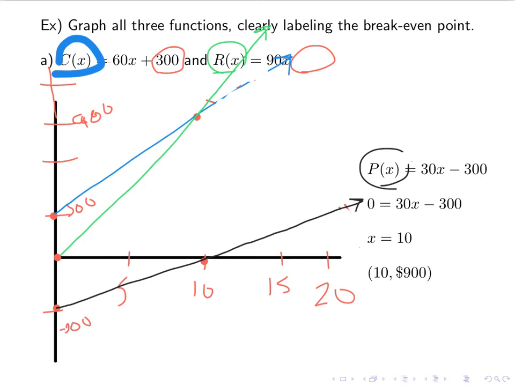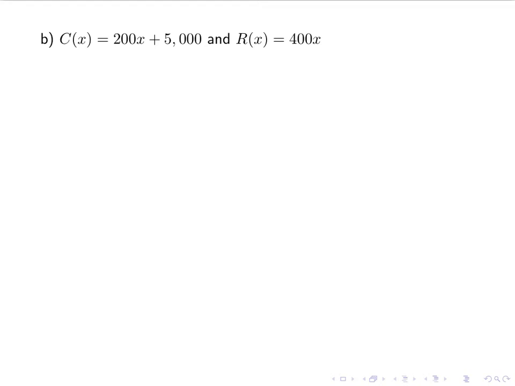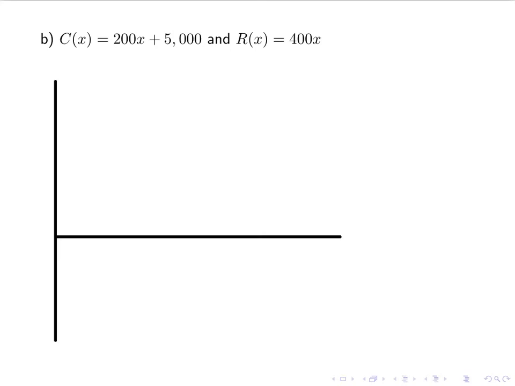Okay? Let's try another one. Cost function is 20x plus 5,000. The revenue is 400x. So again, I'm going to need my quadrants 1 and 4 because the profit can be negative. Again, the first thing I want to do is find the profit function, and that should be 200x minus 5,000. Okay, so again, 400 minus 200 is the other 200, so the 200x, and then the y-intercept is the negative of the y-intercept for the cost.